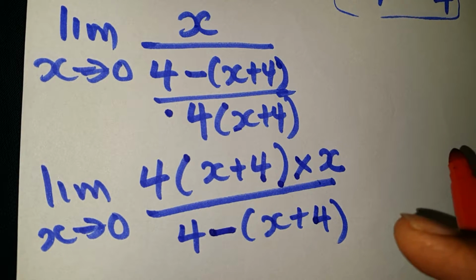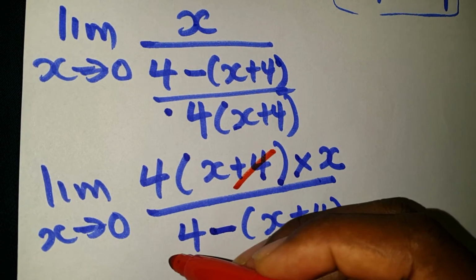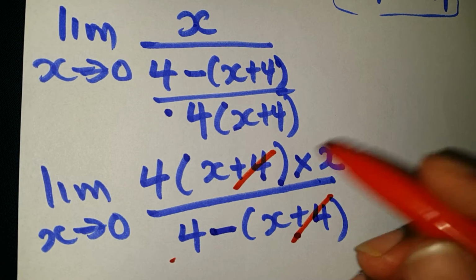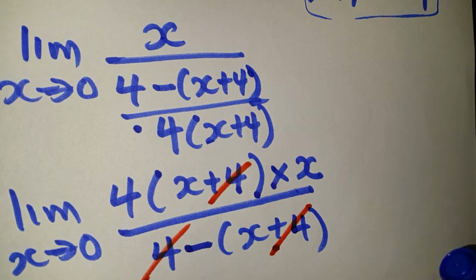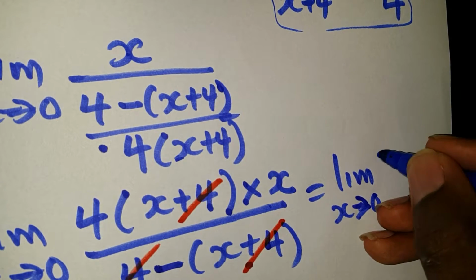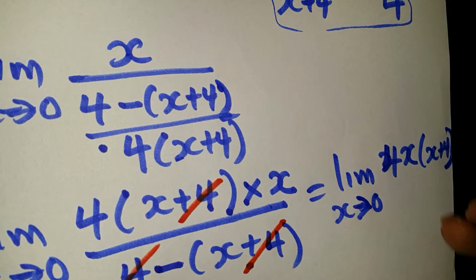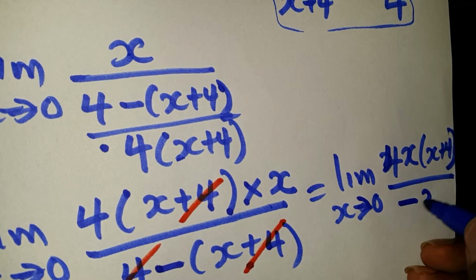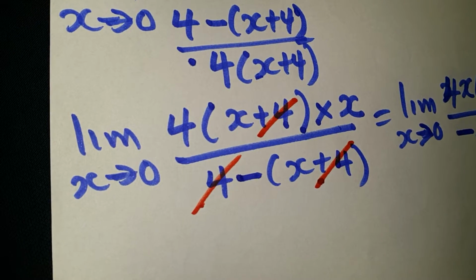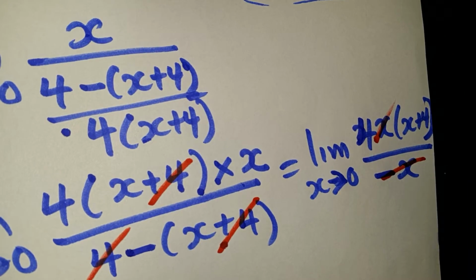Then this 4 will cancel with this negative 4, and it also cancels with this. So this is what we have so far. We now have limit x tends to 0 of 4x times (x plus 4) divided by negative x. So we have negative x and positive x here. They will cancel.